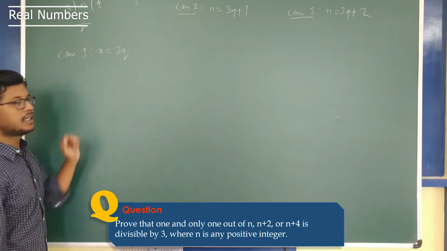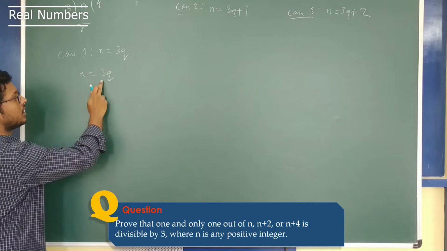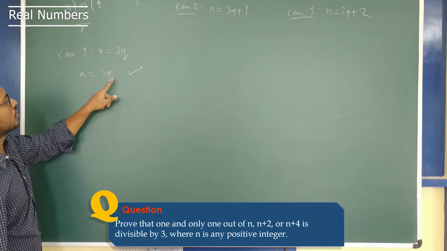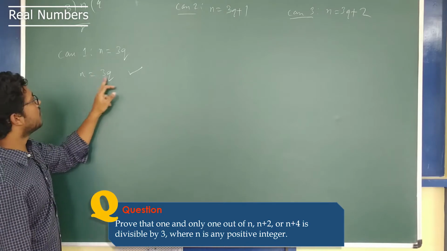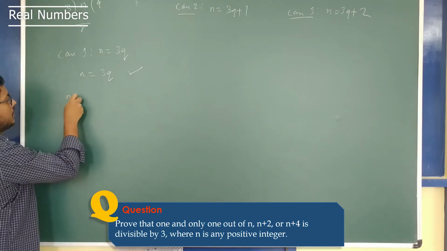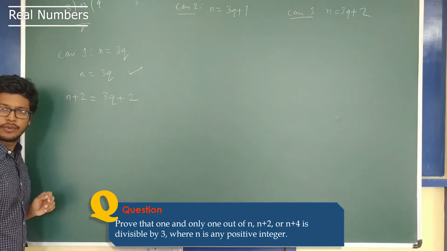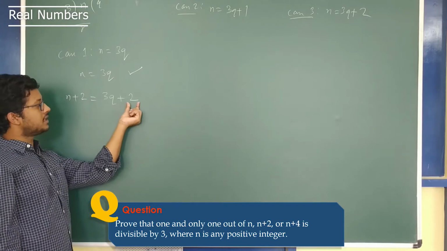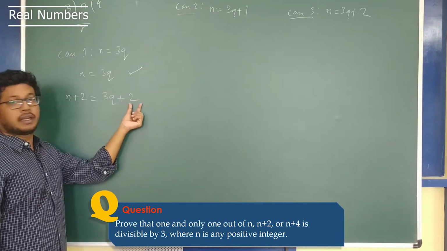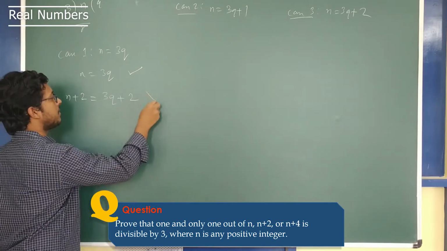So let's take n as 3q. So n is 3q, and this number is divisible by 3 because it is 3 into q and the remainder part is 0. So therefore this number is divisible by 3. Now let's take n plus 2. This becomes 3 into q plus 2. Now if you see 3 into q plus 2, this is the remainder part. So now the remainder is 2. Since the remainder is 2, this essentially means that n plus 2 is not divisible by 3.